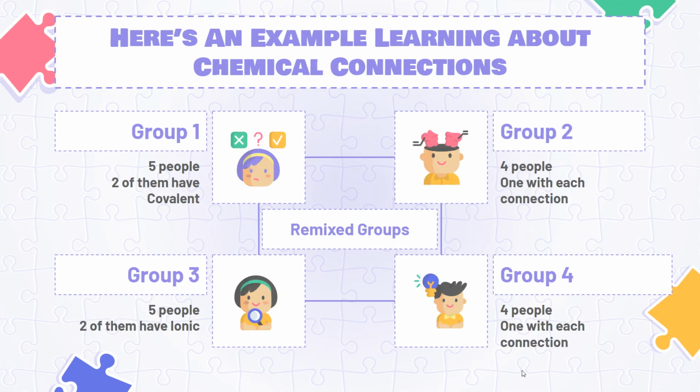Once they remix, now group 1 has 5 people. 2 of them have covalent, but they also have ionic, hydrogen, van der Waals. Group 2 has 4, 1 with each connection. Group 3 is the one where 2 of them have ionic, and group 4 is absolutely perfectly remixed.